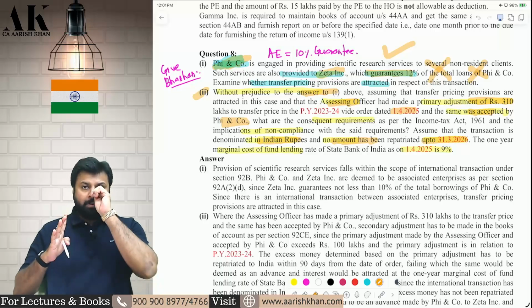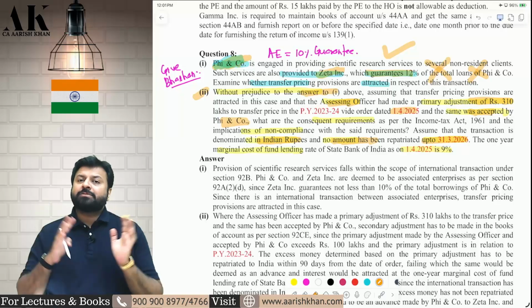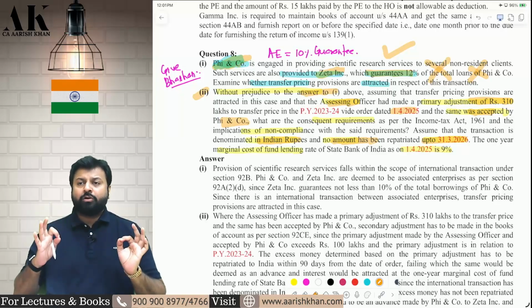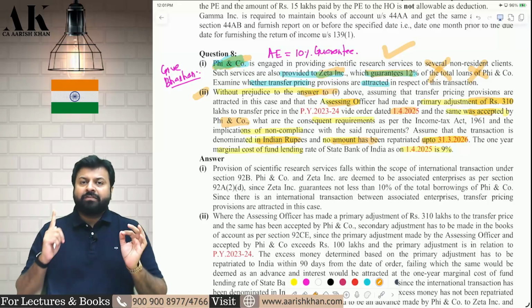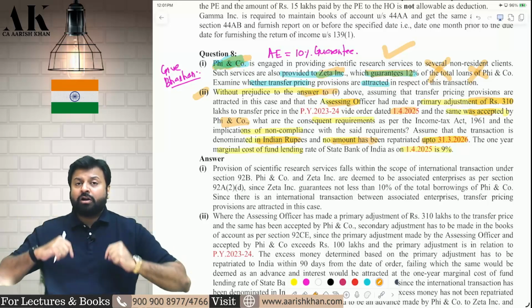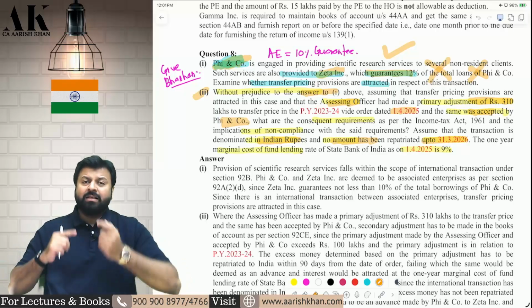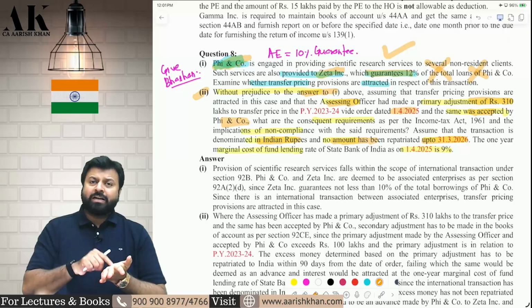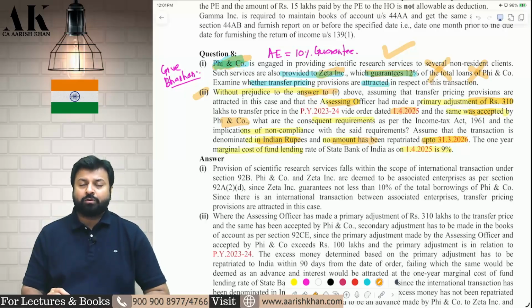So, if the AO makes the primary adjustment of more than 1 crore rupees, then secondary adjustment is applicable if the money is not repatriated to India within 90 days from the date of order. So the AO has passed the order on 1st April 2025 and if the money is not repatriated to India within 90 days from 1st April 2025, then the AO will charge secondary adjustment because the primary adjustment is more than 1 crore rupees, it is 3.1 crore.